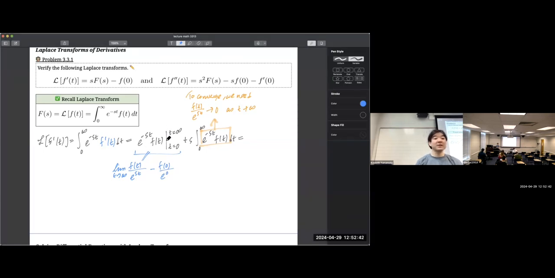Okay, this is what this means. It just means I plug in infinity into this minus the 0 into this. And I guess plugging in infinity is like thinking about it as a limit. So I know that I have to have this.